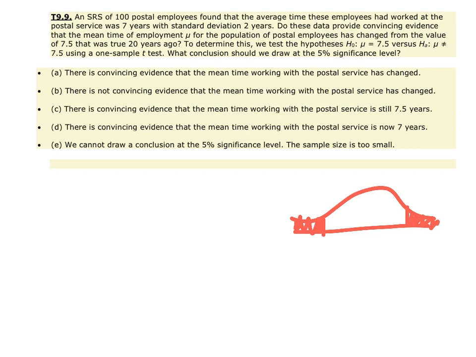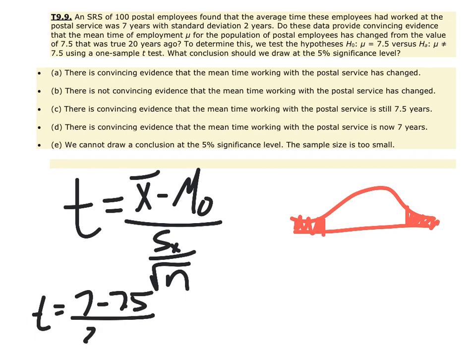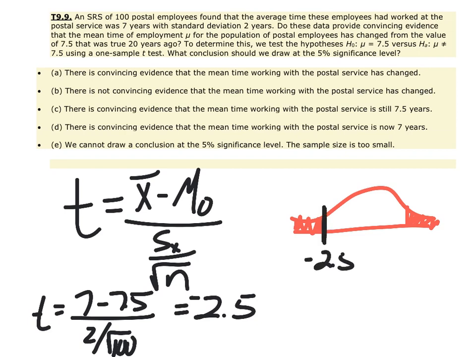So let's go ahead and compute the test statistic in this case, which is going to be t is equal to x bar minus mu sub naught over s sub x over the square root of n. So in this case, we do know that x bar is going to be our 7 minus our 7.5. Standard deviation is 2, and divide that over the square root of 100, which will end up being 10. Simplifying this gives us a t critical value of negative 2.5. So the negative 2.5 critical value is going to be right about here. And we want to find this probability.